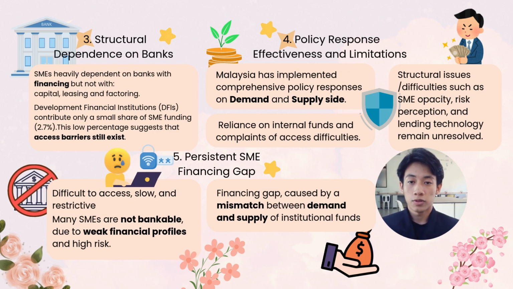The fourth point, policy effectiveness and limitations. Malaysia has introduced many policy responses on both demand and supply, but still has structural issues because the policies are not effective. The number five is the persistent SME financing gap. There is availability of many funding schemes. The gap exists because there is a mismatch between supply and demand institutions.